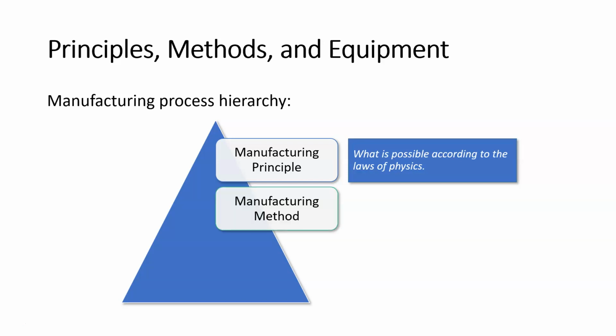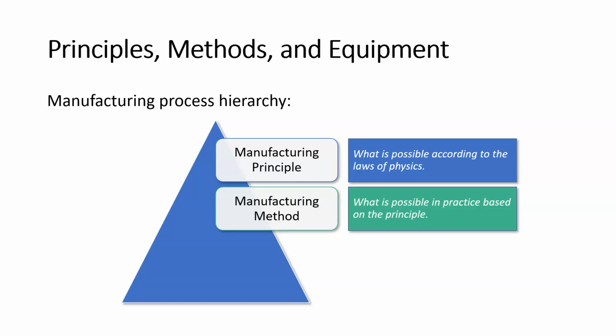Okay, then we have the manufacturing method. All right, so we're going down a level. The manufacturing method is what is possible in practice based on the principle. Okay, so here's where we take that forming operation and we get a little bit more specific based on practice, based on that principle. And then finally, we have the manufacturing equipment.